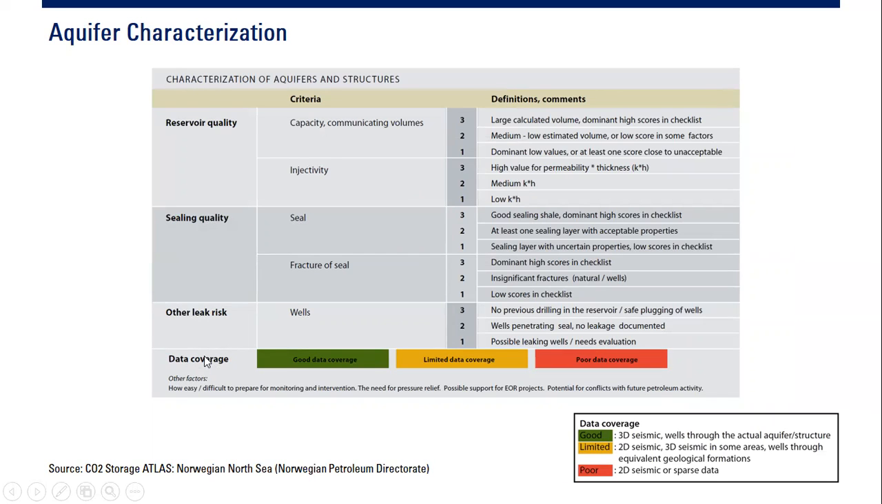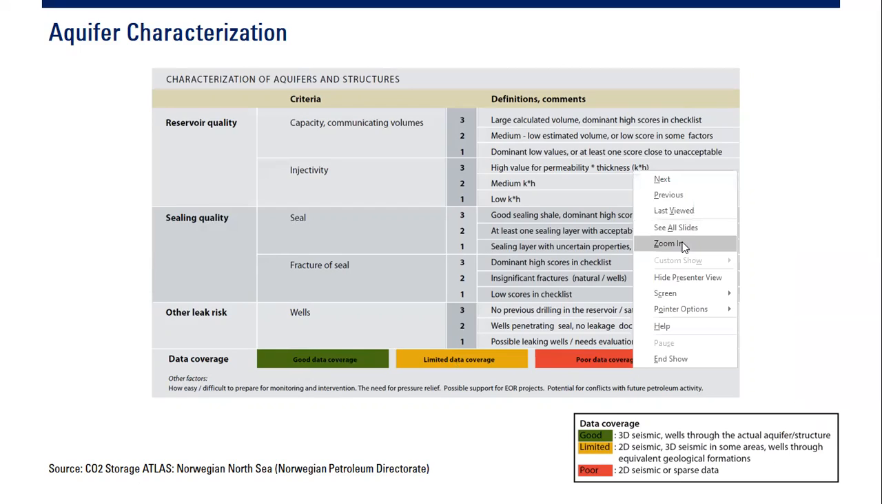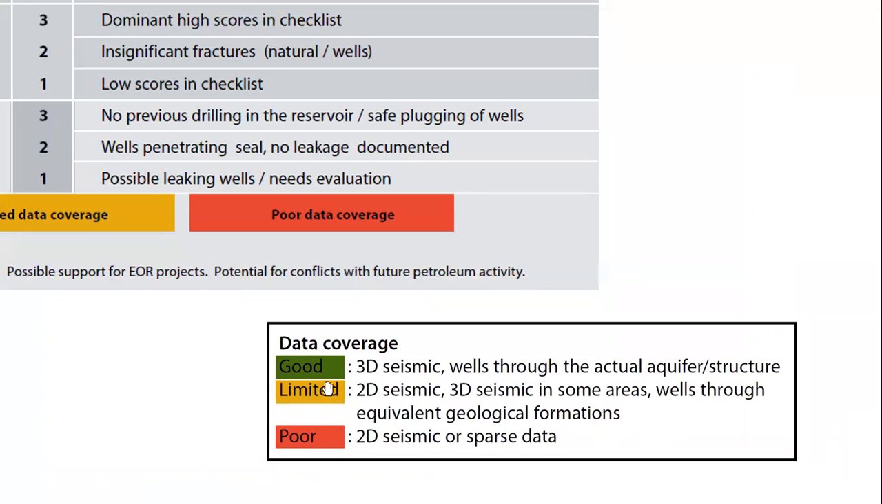Okay, and the next criteria is data coverage, of course. You will get good data coverage, limited data coverage, or poor data coverage. Okay, let me zoom in. Good data coverage if you have 3D seismic and wells through the actual aquifer or structure. Of course, because if you have wells through the actual aquifer, it means that you can do logging. Maybe you can have cores from the aquifer, then you will have good data basically.